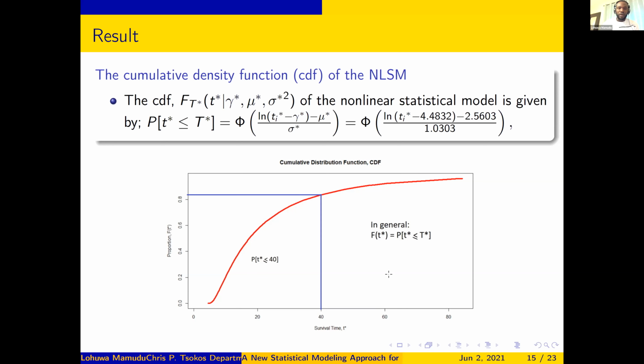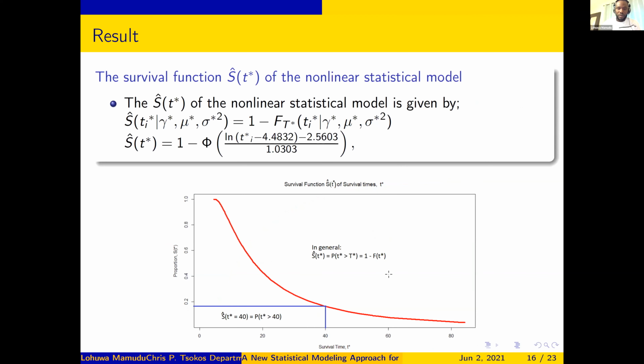Now, having been able to find the CDF, the most important step we are looking toward is finding the survival function. By taking 1 minus the CDF function, we are able to find the survival function. The survival function is the probability of the individual surviving beyond any given time T. So given the survival function, which is 1 minus the CDF, we are able to find the probability of an individual surviving beyond, let's say, 40 months, which we can use this plot to find.